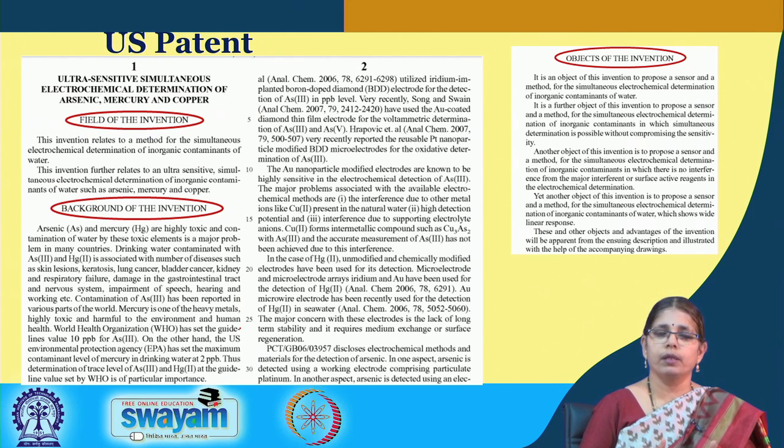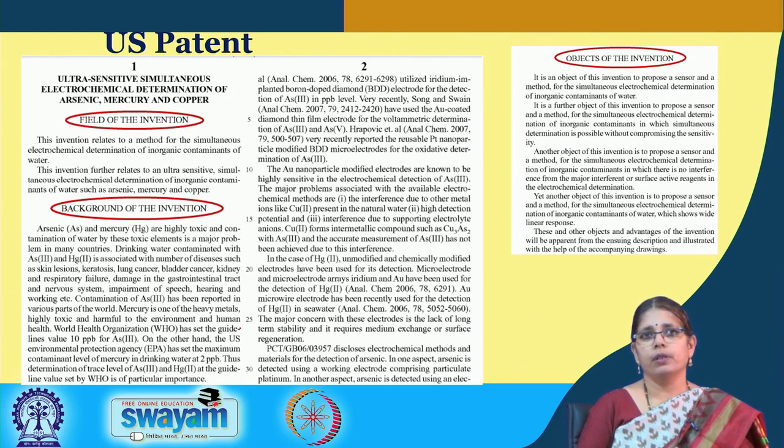This patent represents what improvement in relation to this particular area. Now, objects of the invention are important to indicate what is the value of the invention coming out from this particular area, where they are looking at the determination of the different contaminants in water: the arsenic, mercury and copper. So, objects tell you what is the objective of the invention.